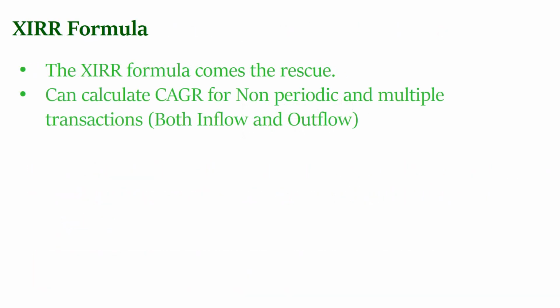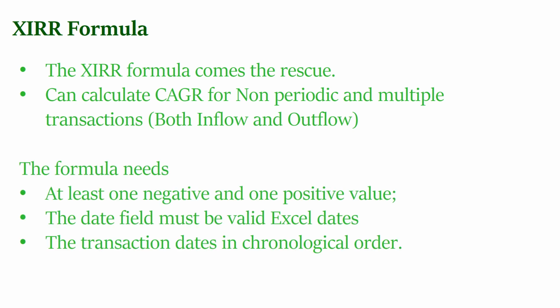This is where the XIRR formula comes to the rescue. This formula can help to calculate the CAGR for non-periodic and multiple transactions, be it inflow or outflow. We will see more practical aspects of the formula in a short while in Excel. But however, just to cover the basics, the formula needs at least one negative and one positive value. The dates must be valid and the transactions should be in chronological order. So let us now move to see practically how this formula can be used to calculate the returns for mutual funds, stocks, or real estate.